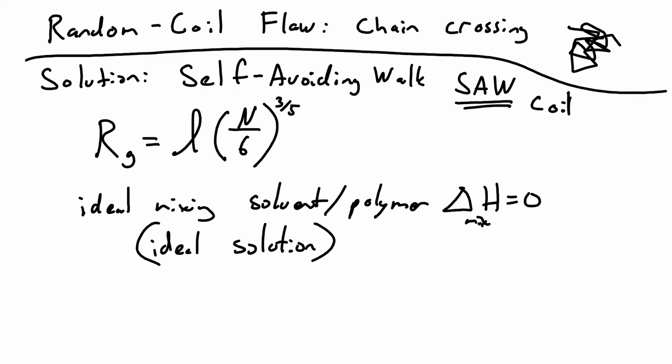A parameter that is used to characterize the interaction between the polymer and the solvent is the chi parameter. And another way of saying that the heat of mixing is equal to 0 is to say that chi is equal to 0. Because chi is a measure of how endothermic the mixing is between the polymer and the solvent. So in this case, it's not endothermic at all, and so the chi is equal to 0. So chi equals 0 means SAW coil. So whenever you see chi equals 0, you know that we're going to get a SAW coil.